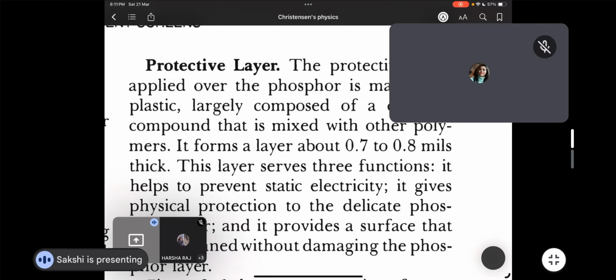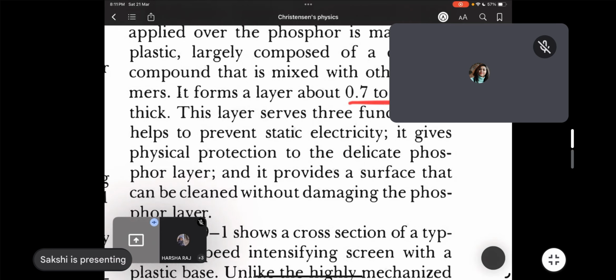And what is it made up of? Cellulose compound mixed with polymers. What is the thickness? 0.7 to 0.8. And this question was already asked in a previous year MCQ. What is the function of this?